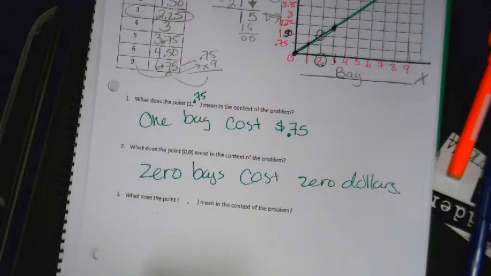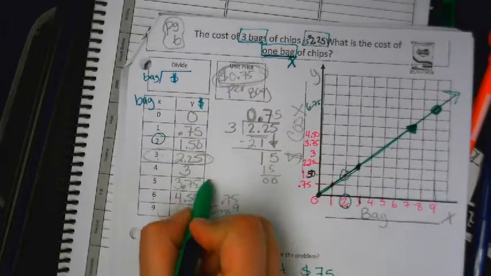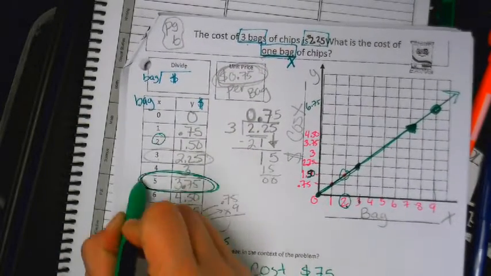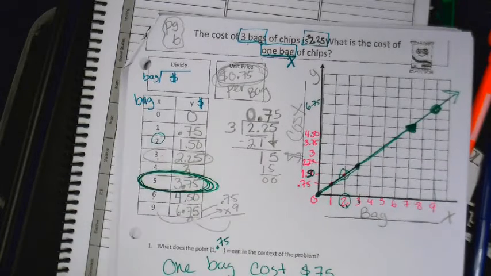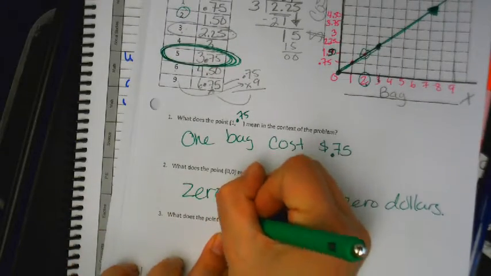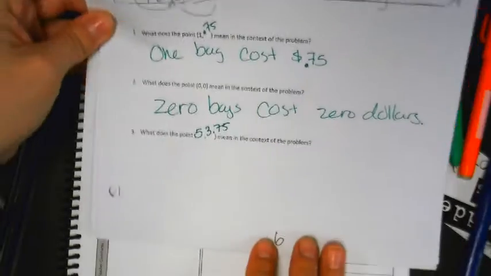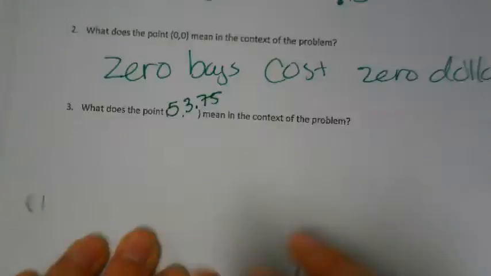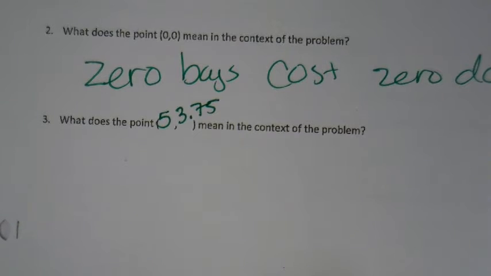What does the point (5, 3.75) mean, in the context of the problem? 5 bags cost $3.75. Yeah. So Francisco, we're gonna write right here (5, 3.75). I know you didn't do it because I just highlighted it, so I know it wasn't done before because it was a blank, and I had to give it to you. 3.75.